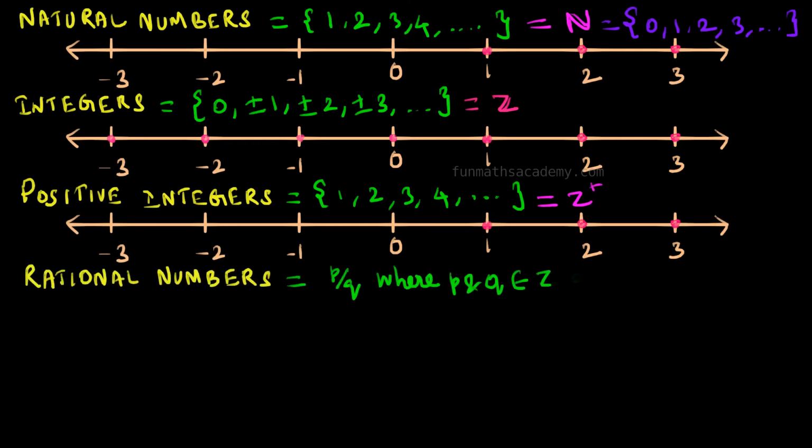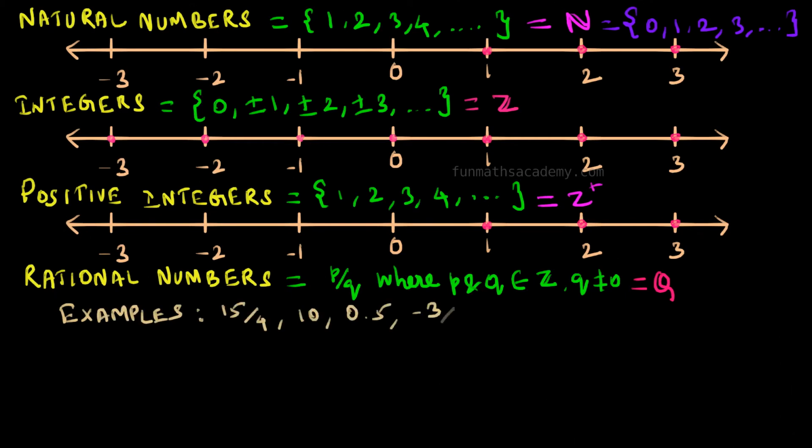The set of all rational numbers, that is numbers of the form p by q, where p and q are integers and q is not equal to 0, is denoted by Q. Examples of rational numbers are 15 upon 9, 10, 0.5, -3.8 and so on. Here, 10 can be written in the form p by q as 20 by 2 or even 10 by 1. Terminating decimal numbers and recurring decimal numbers will also fall into this set of rational numbers, as these numbers can be written in the form p by q.